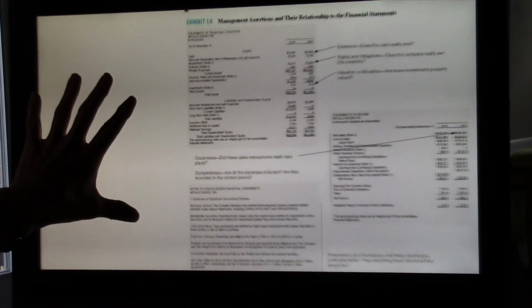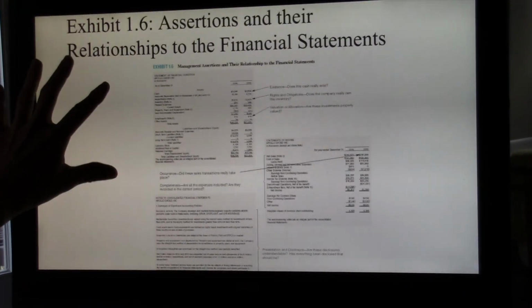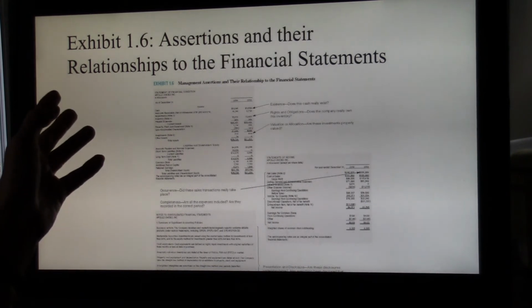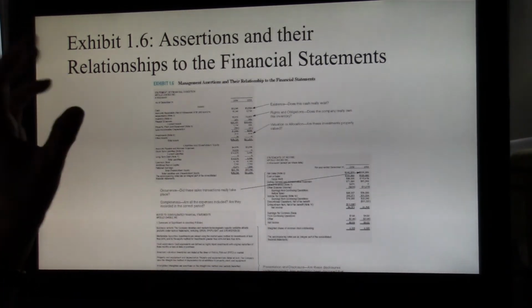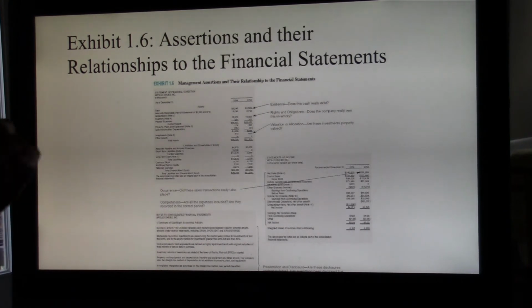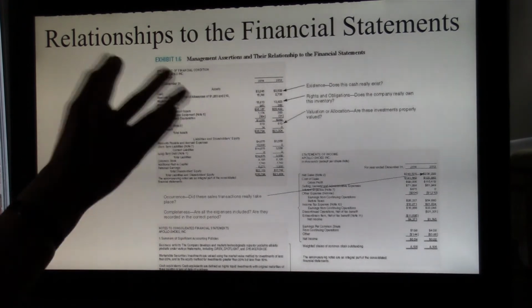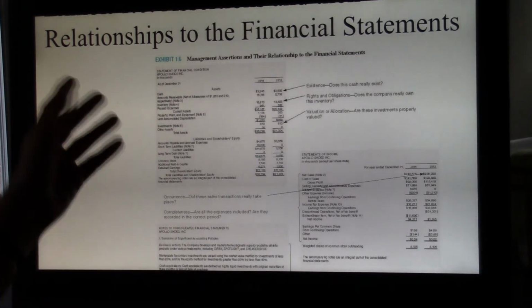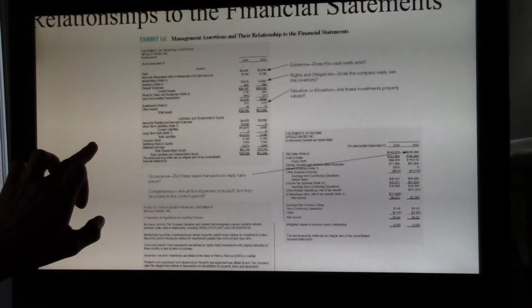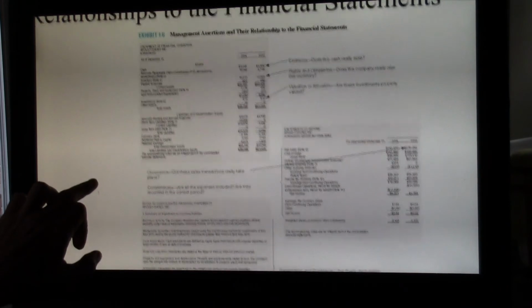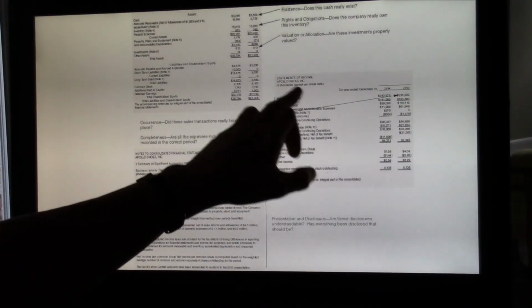And so here, now this is where I need the touch screen. This is great. Here's an example. I think it'd be great if you could look at Exhibit 1.6 in your book, because this is a very good example of the assertions and how they relate to the financial statements. If I'm an auditor and I'm going to audit Apollo Shoes, I'm going to audit this entire set of financial statements: the balance sheet, or in this case financial condition, the income statement, and the disclosures.